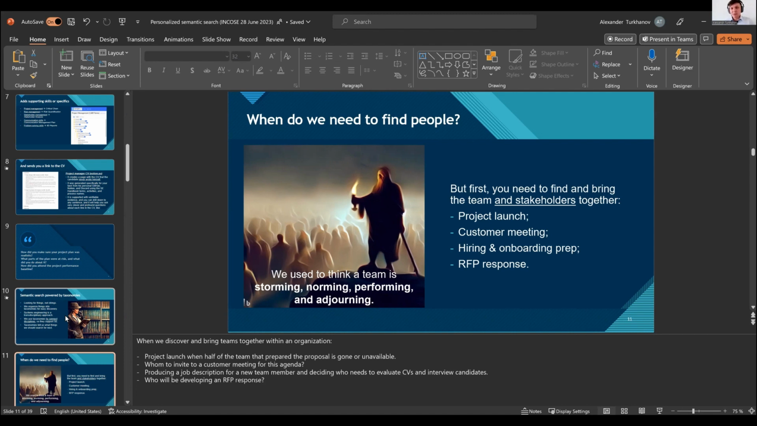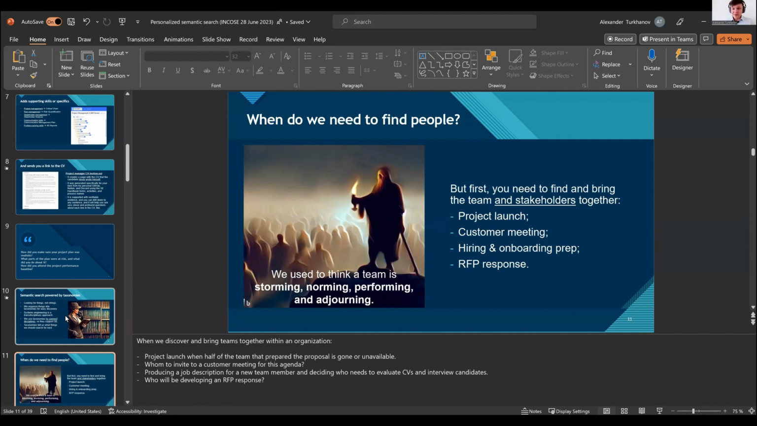Customer wants something from us. Whom do we invite to the meeting? Or we need to hire and onboard another senior systems engineer. How do we do that? What people should help us in this task? How will we organize CV screening? Who will be looking at these CVs? Who will be talking to the candidates?